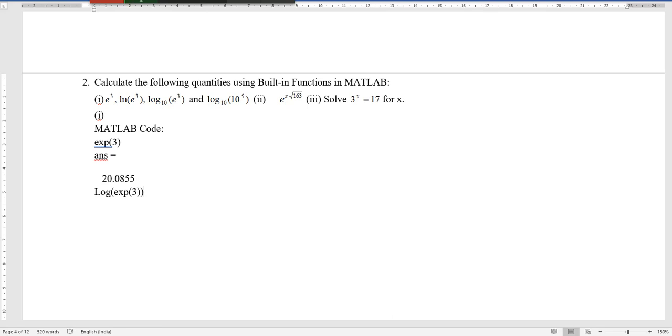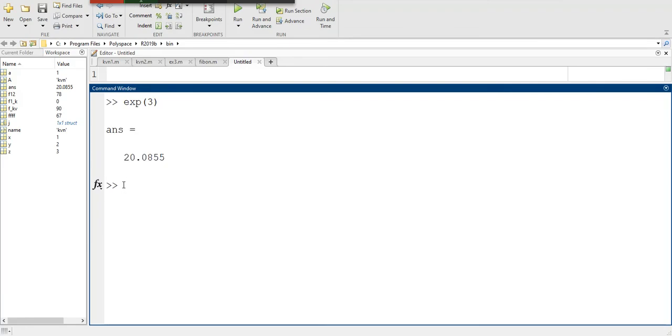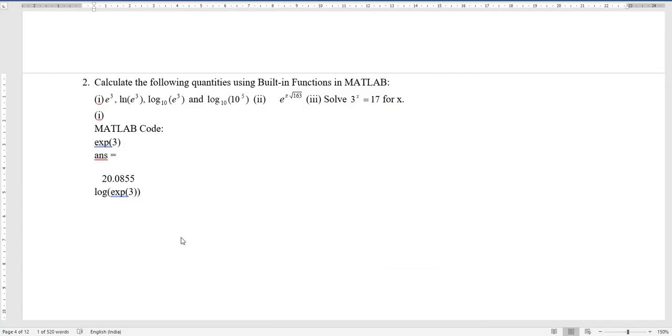Just type, this is small l, not big L. Okay, log. Then what about the value? So this value is 3 because log and e are opposite functions. That's why you will get 3.